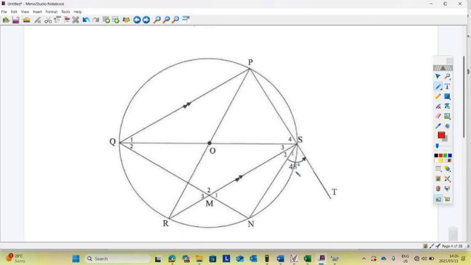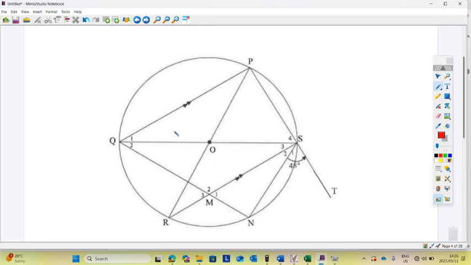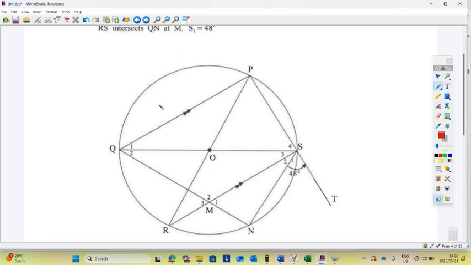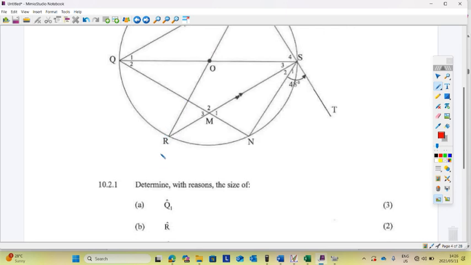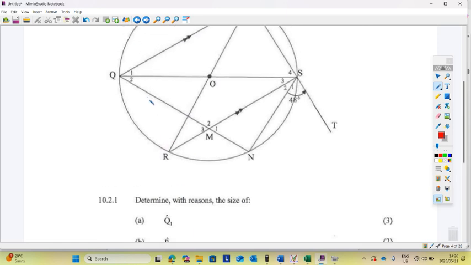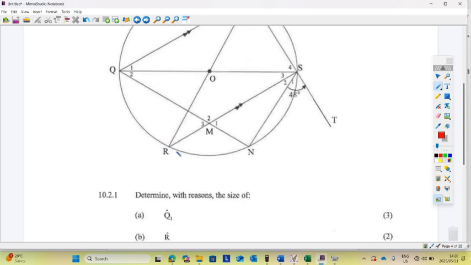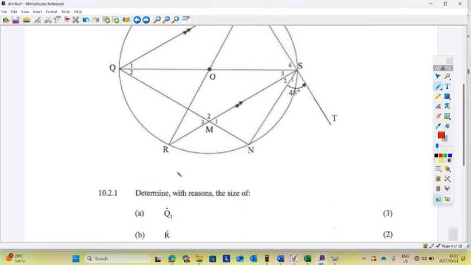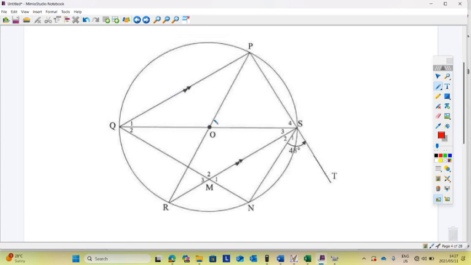S1 is 48 degrees. So this is S1, S2, S3, S4. Please take note of the fact that this is not a tangent. So we do not have a tangent in this diagram. All right. Now, what is the question requiring us to do? Determine with reasons the sizes of the following. The first one is Q1. How big is Q1?